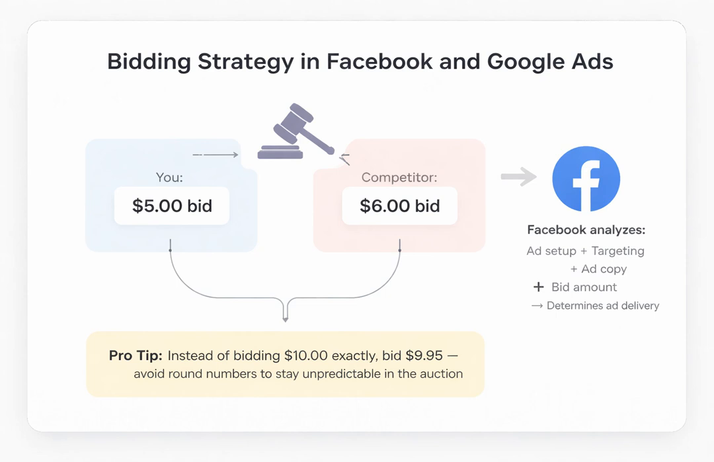Here's a clever tip the instructor shares. Instead of bidding a round number like $10, bid $9.95. Why? Think about how petrol pumps work. People often fill up to odd amounts rather than exact round numbers, sometimes because of how meters are calibrated. The same psychology applies here. Avoiding round numbers keeps your bidding slightly unpredictable to the platform's algorithm, which can work in your favor.